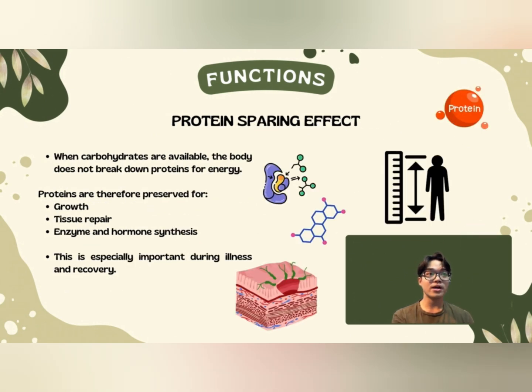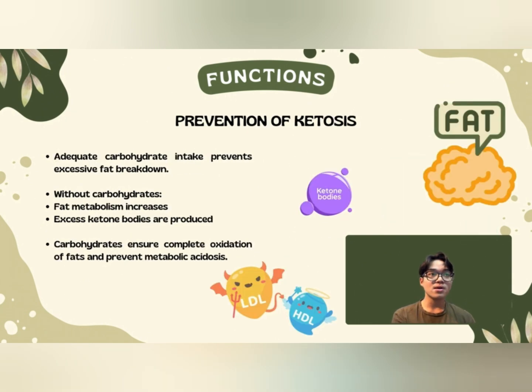Another key function of carbohydrates is their protein-sparing effect. When adequate carbohydrates are present, the body does not need to break down proteins for energy, allowing proteins to be used for growth, tissue repair, and enzyme synthesis. Carbohydrates also prevent ketosis. In the absence of sufficient carbohydrates, excessive fat breakdown leads to the formation of ketone bodies. So, adequate carbohydrate intake ensures proper fat metabolism and prevents metabolic acidosis.